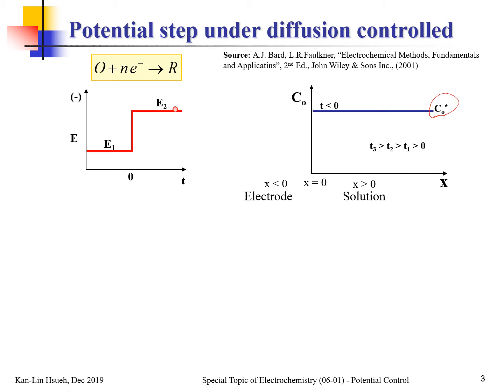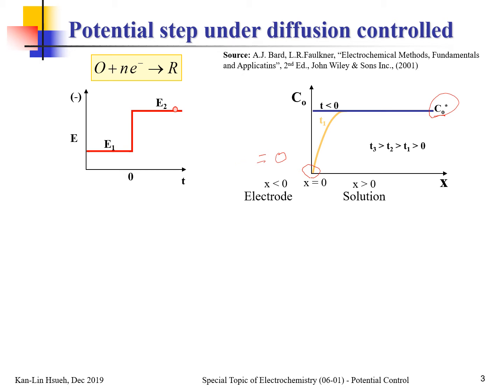But when the time is greater than 0, the potential is changed suddenly from E1 to E2, and the solution concentration will change from time 0. The important thing is that at x equal to 0, the concentration at the interface, right at the electrode surface, is equal to 0. We call it CO, and it is equal to 0 in this condition.